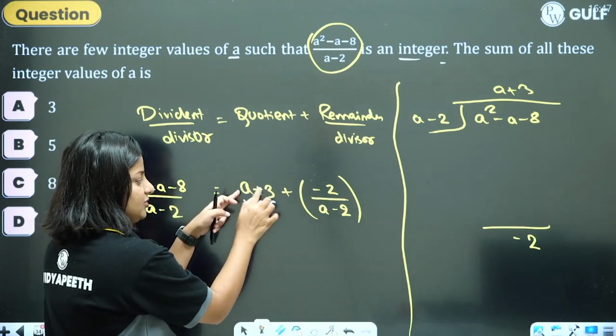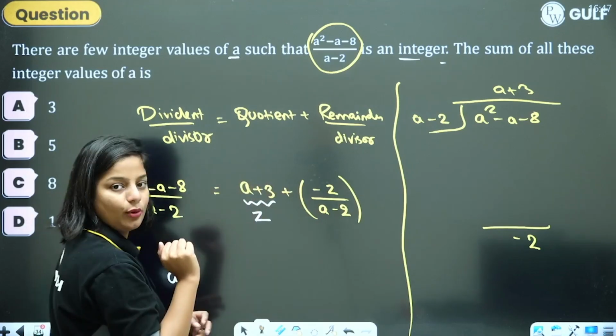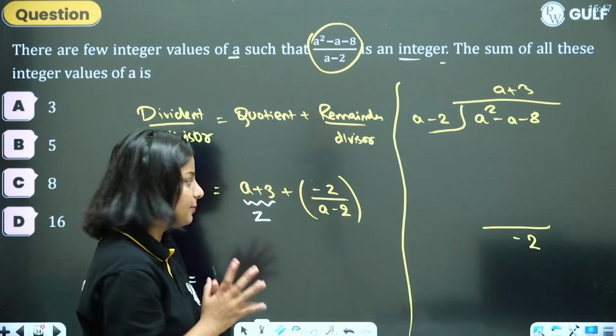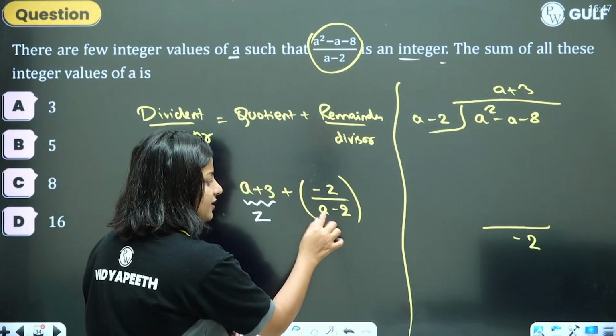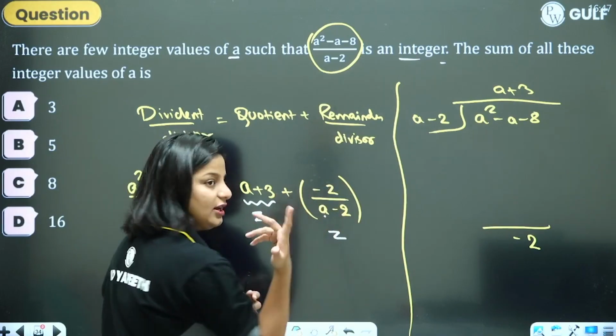A is an integer. When you add 3 to any integer, you will get an integer. This is not a problem. Here there is a ratio, so let's try and think about this very well. What are the values of A that we can take so that this becomes an integer? What value of A should we take?